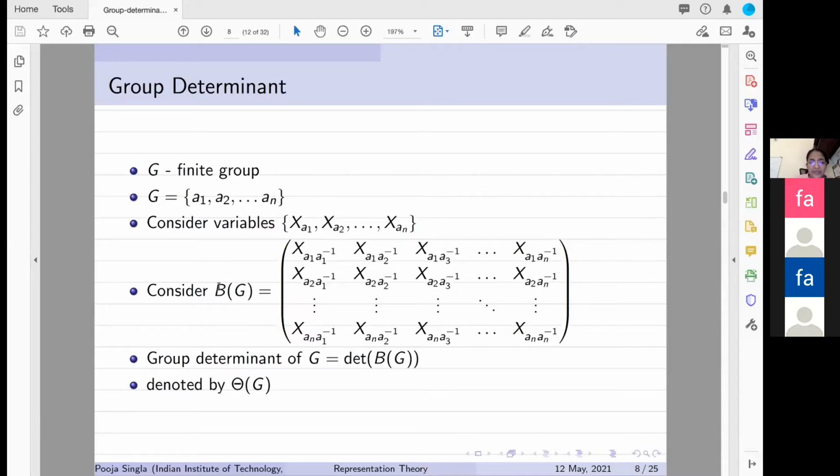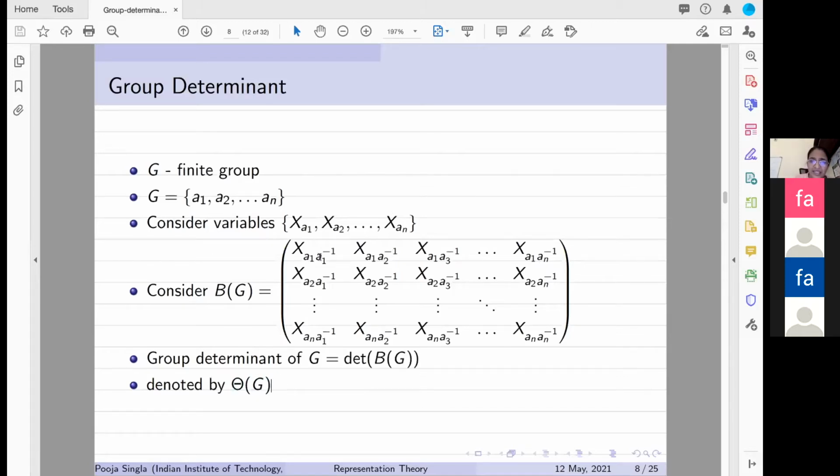Now consider this matrix B_G, whose entry is x_(a_i a_j^-1). That makes sense because this is a group, so a_i a_j inverse makes sense. It will be another element of the group. So this gives me a matrix. And the determinant of this matrix B_G is called the group determinant of G. This is denoted by theta G. I will be denoting this throughout the talk. I'll be calling theta G the determinant of this matrix.